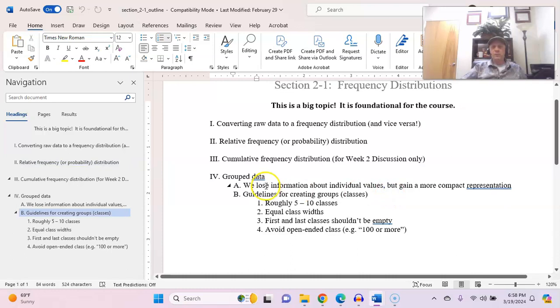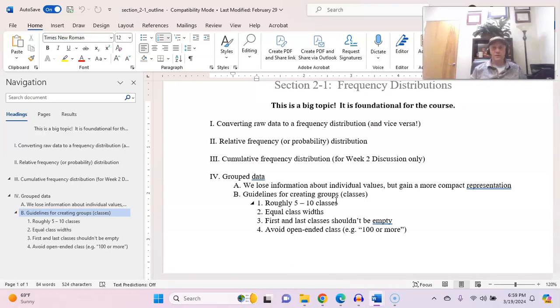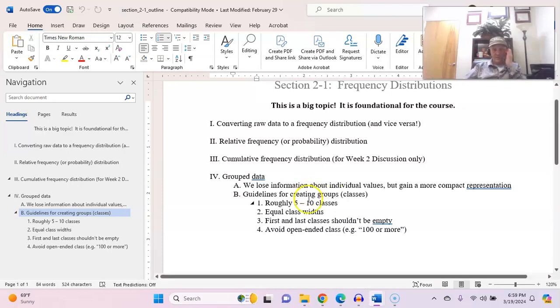All right, so the point that I was making is that when you group your numbers, if you have to do it by hand, you can use some guidelines. You should choose roughly 5 to 10 classes, as opposed to like 90 in the last example that we saw. You should group them into equal class widths, so for example, by tens, instead of saying 1 through 5, 6 through 18, 19 through 35, or something like that. The first and last classes shouldn't be empty, and you should avoid open-ended classes like 100 or more.